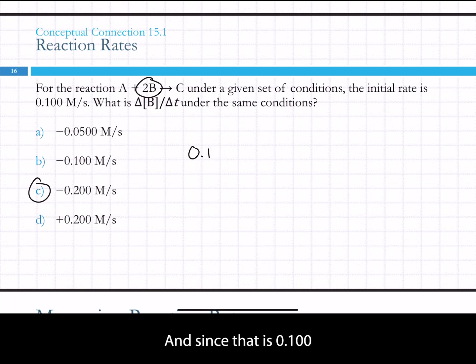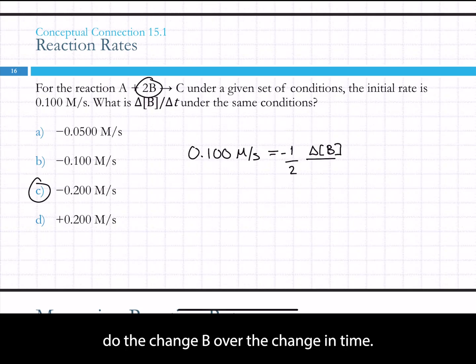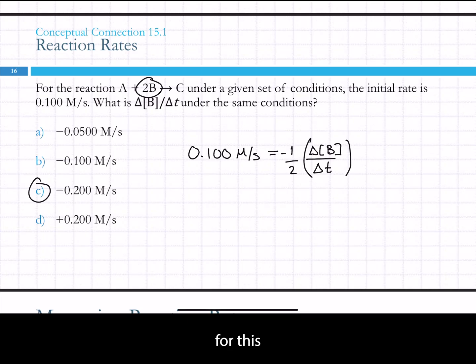And since that is 0.100 molar per second, you could do the math of negative 1 over 2 times the change of B over the change in time. And again, this is asking us to solve for this whole expression, which you could swap out for X or whatever variable you prefer. Cool.